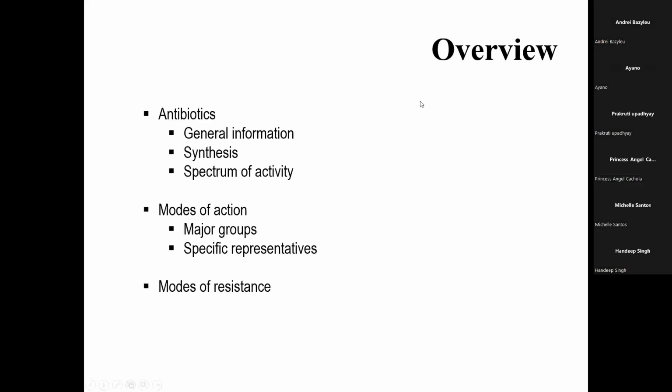So, a very quick overview of the lecture. We will talk about some general information, some synthesis aspects about the antibiotics. We'll talk about the spectrum of activity of the antibiotics, and then we will talk about around 5, 6 different classes of antibiotics, depending on their mode of action. So different classes will have different modes of action, and we will study those. We will talk about some specific representatives, some interesting players within each group, and so on and so forth.